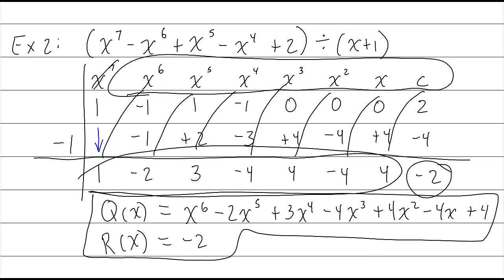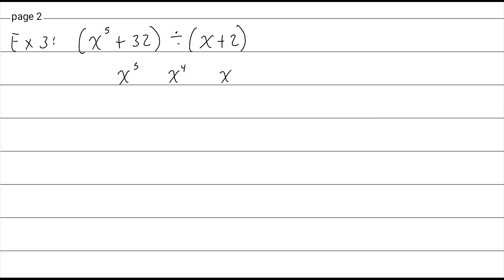Let's do one not as long. Do one more of these before we go on to part 2. So here we have x to the 5th plus 32 divided by x plus 2. Looks small, right? Looks convenient, but I'm definitely missing some terms, right? x to the 5th, I'm definitely missing x to the 4th, x to the 3rd, x squared, x. I do have a constant.